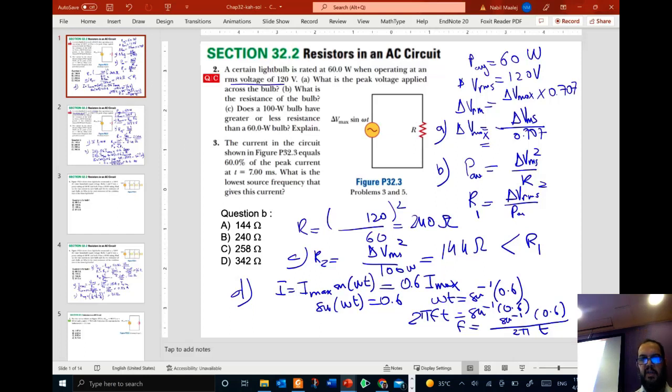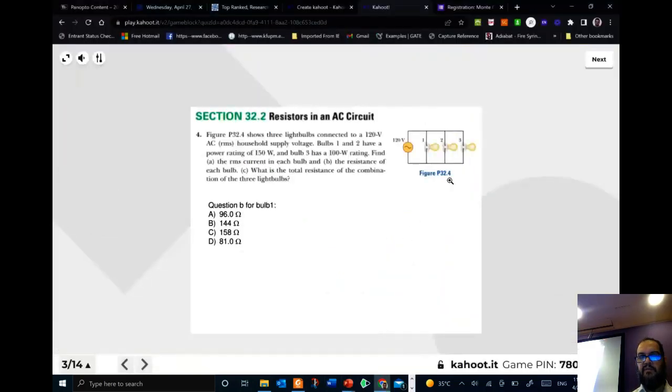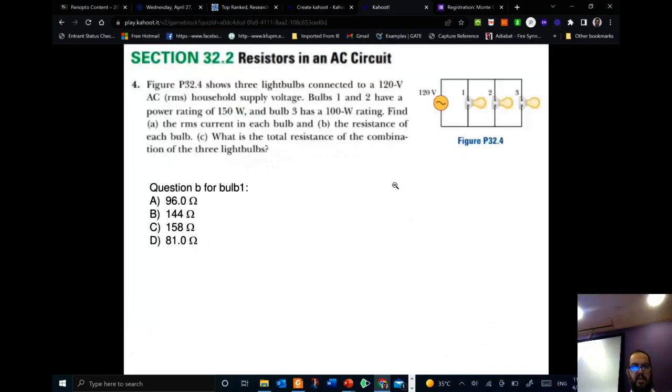Okay. All right. So let's go to the next problem, and I will finish with this problem, so that you can go for the registration. Okay, 2 minutes. So you just need to answer question B for this question.